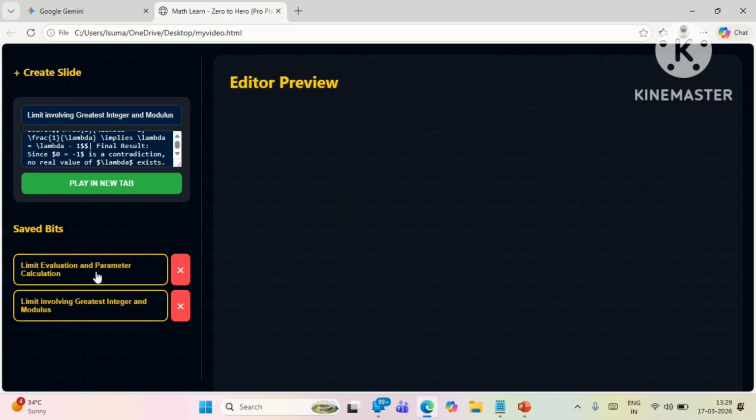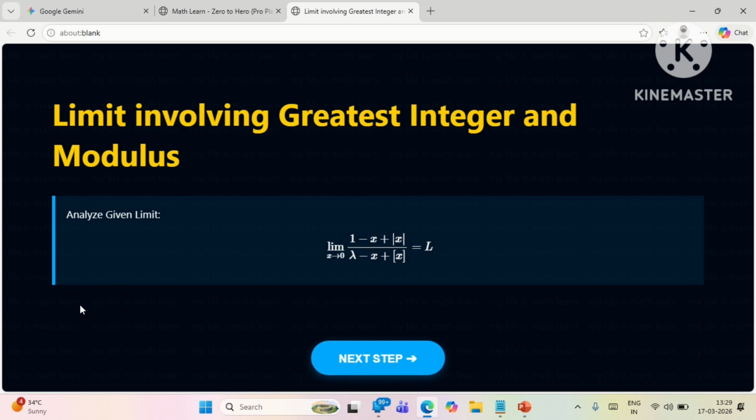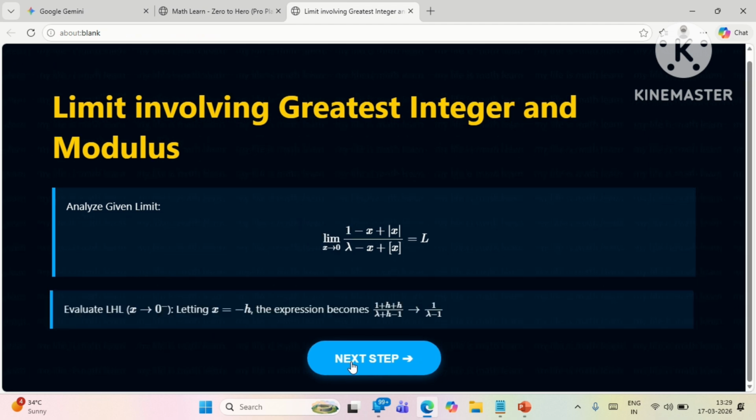Today we will discuss limits involving the greatest integer and modulus function. Analyze the given limit: the limit as x tends to 0 of (1 minus x plus mod x) by (lambda minus x plus step x) is equal to L. It means the limit L already exists, so we need to check the left hand limit and the right hand limit.